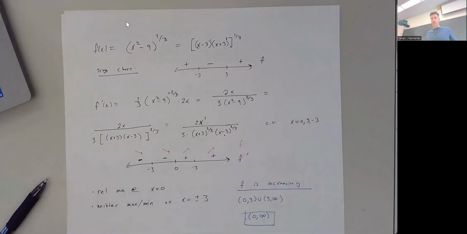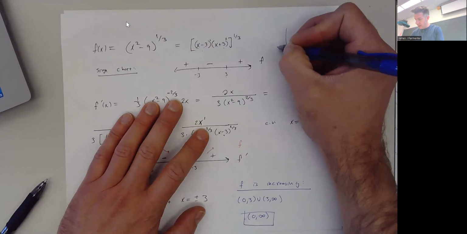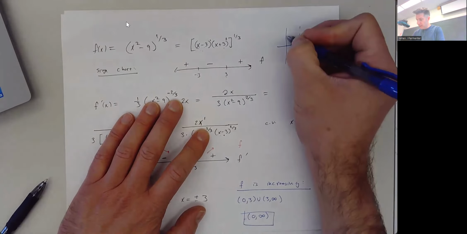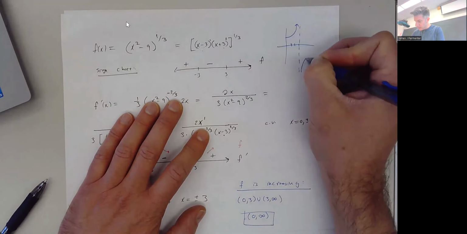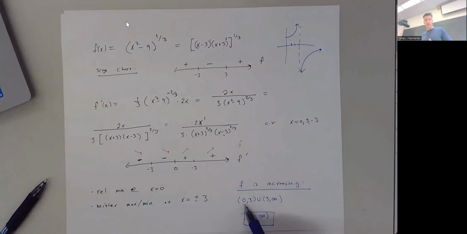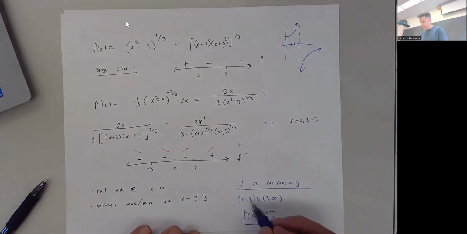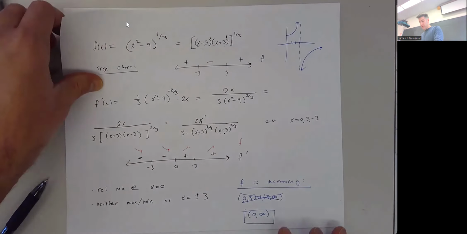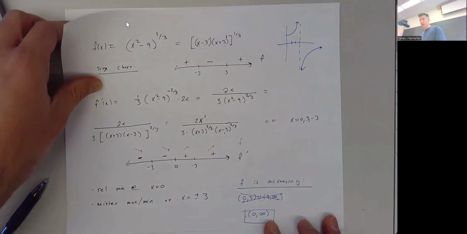Whereas, just as a counterpoint, if your function looked something like this, where you had, say, a vertical asymptote at 3, and it was increasing, then you couldn't include the 3, and you'd have to say it was from 0 to 3 and then 3 to infinity. All right, so that's where it's increasing: from 0 to infinity.